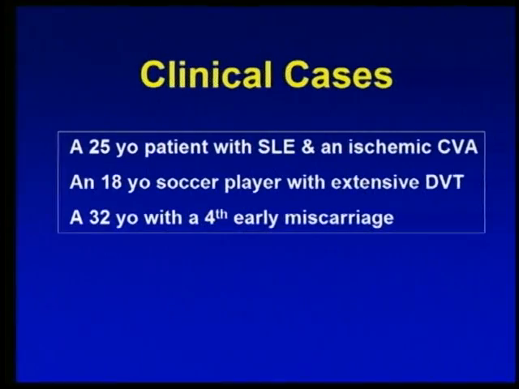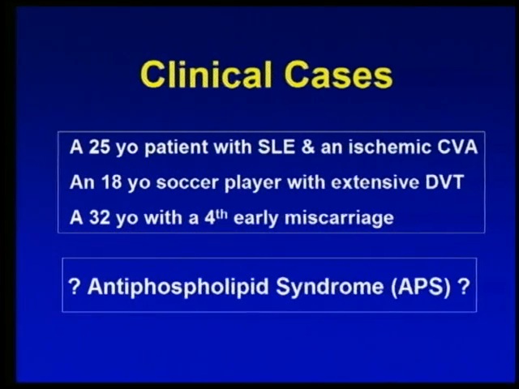And what all of these presentations have in common is that their disorders might be causally associated with antiphospholipid antibodies. The first 3 patients, the young individual with lupus and an ischemic stroke, the second patient with the extensive deep vein thrombosis, and the third patient with early miscarriage, may have what we call antiphospholipid syndrome if they have the appropriate diagnostic laboratory criteria.